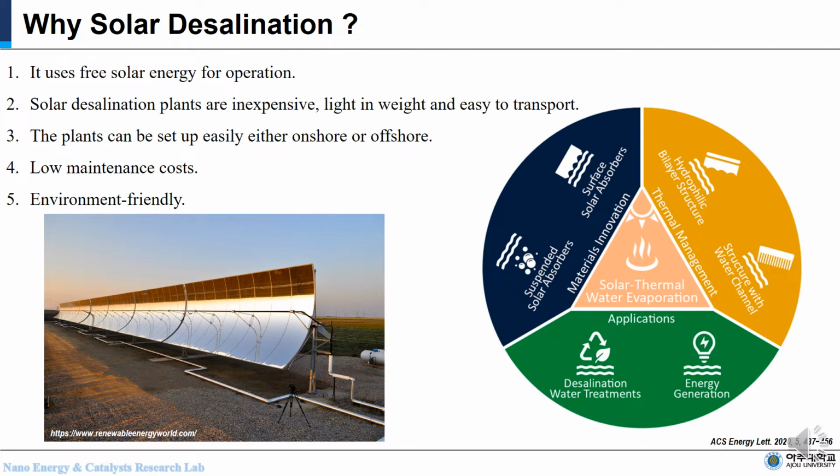Why is solar desalination important? Solar desalination is primarily a zero carbon emission process. The advancement in solar technology enables overcoming previously existing problems like dust and high temperatures, which affected the efficiency of previously used solar panels. Solar desalination uses free solar energy for operation. And moving on, solar desalination plants are inexpensive, light in weight, and easy to transport from one place to another. The plants can be set up easily either offshore or onshore, the maintenance cost is very low, and it is environmentally friendly.